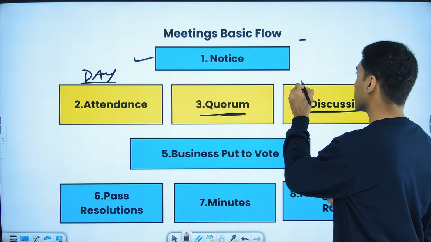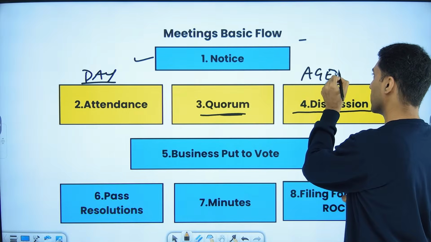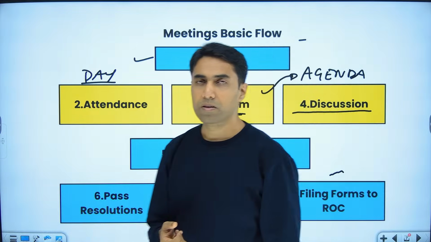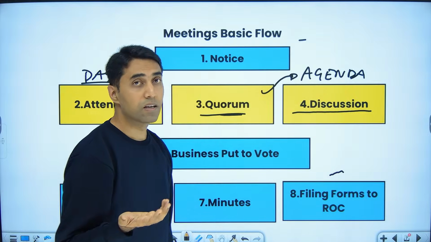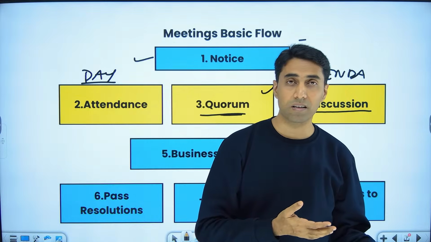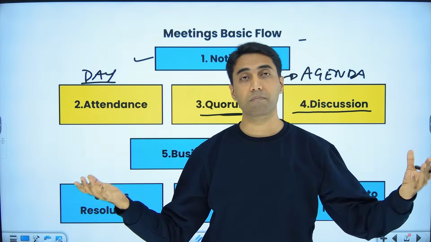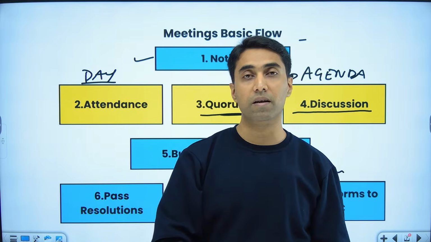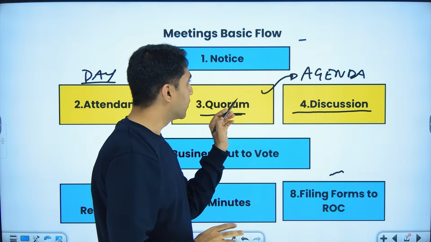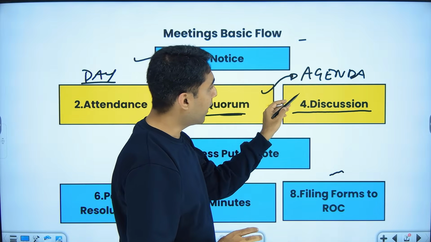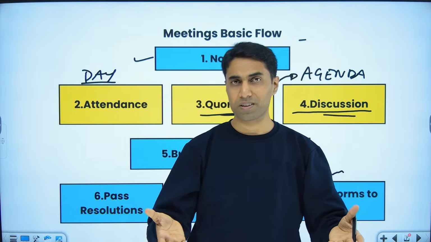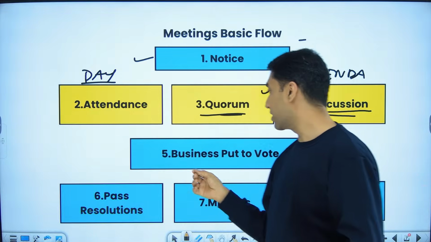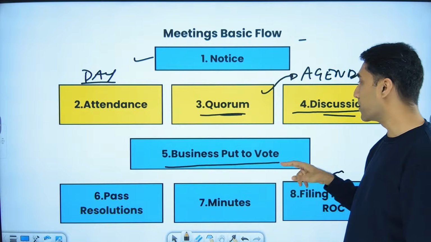So I will just add here, agenda. So once you have the quorum, you'll go one by one. So whether it is approval of accounts, whether it is appointment of auditors, whether it is a merger, amalgamation, or resignation of a director, or appointment of a new director, whatever you want to do, you will have an agenda, and based on the agenda, whoever has come for the meeting, all of them will discuss. Each one has their own opinion, correct? After they discuss, they will put the business to vote.